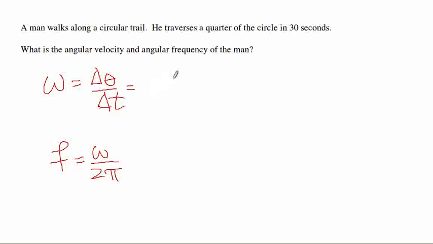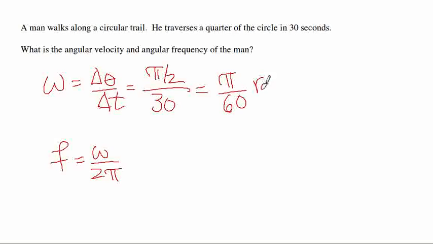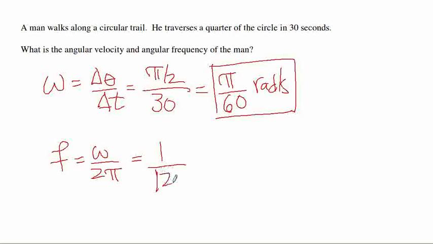For a quarter circle, the corresponding delta theta is pi over 2 radians. I'm going to divide that by 30 seconds, so I'm going to get pi over 60 radians per second. I hope that's what you got. And for the angular frequency, I'm going to divide that by 2 pi and get 1 over 120 hertz.